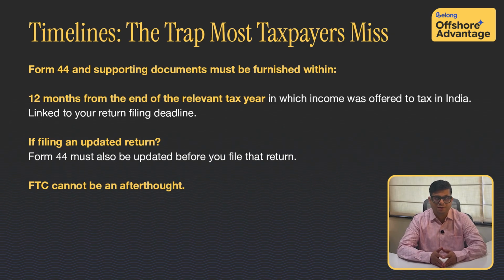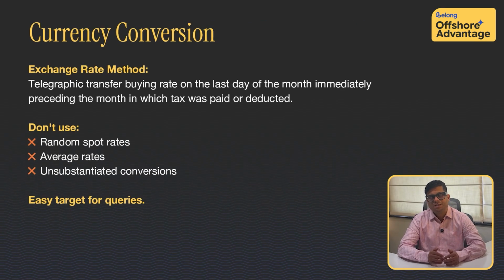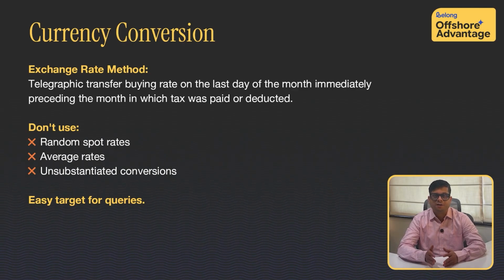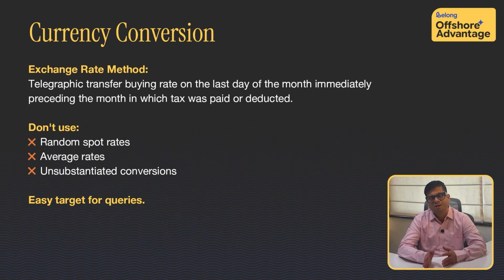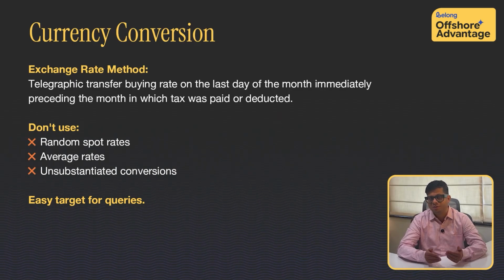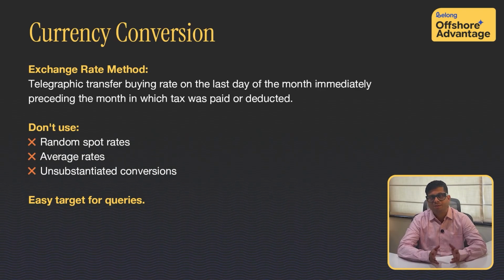Now another area where sloppy work creates unnecessary trouble: currency conversion. FTC is computed by converting the foreign tax payment currency at the telegraphic transfer buying rate on the last day of the month immediately preceding the month in which the tax has been paid or deducted. So if your FTC file uses random spot rates or average rates, Google rates or conversion without a clear basis, that's an easy target for queries. Now let's get extremely practical.